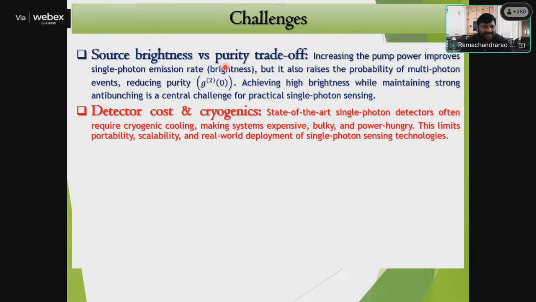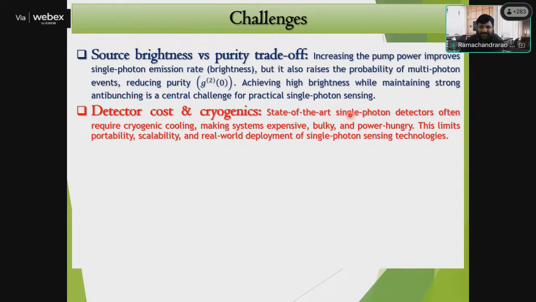And important is the detector cost. As I said, we have SNSPDs, really good detectors. But the detector cost is very expensive, and it has to be operated at cryogenic temperature. You need to go to 2 Kelvin, which is a very tough job. Then only will you get the state-of-the-art photon detectors.